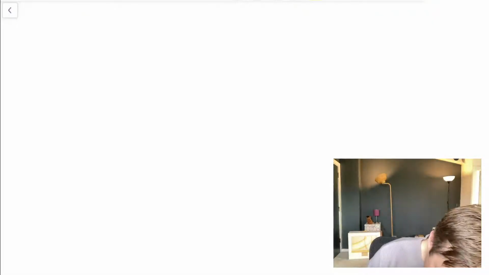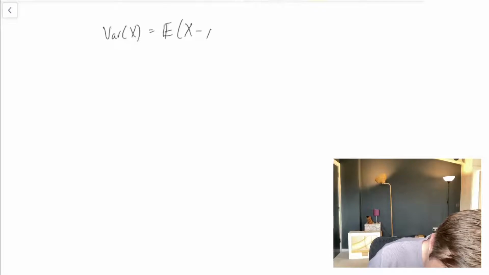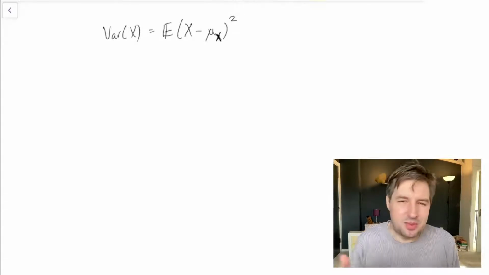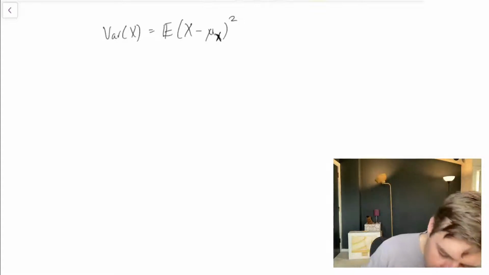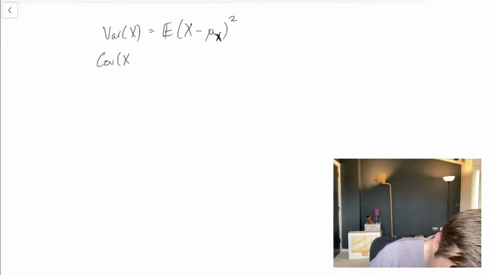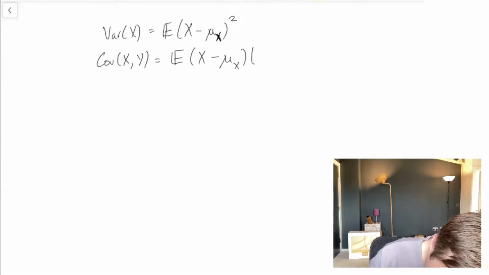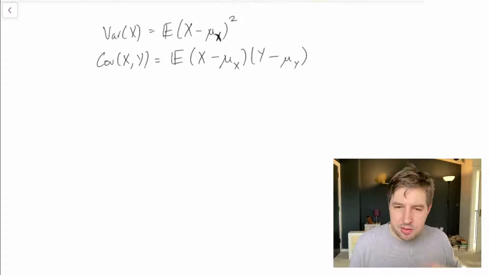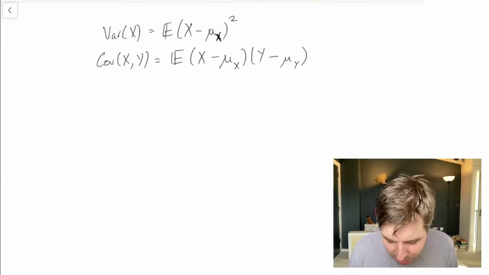As a reminder, the variance of a single random variable was the expected value of X minus its mean, all squared. Its expectation, sorry, all squared. I'm calling the expectation there mu x, just because we might have multiple random variables hanging around. So the covariance of X and Y, and this is the definition I'm writing up here, is the expectation of X minus mu x, but instead of squaring it, we put in the same thing for Y, so Y minus mu y. And mu x and mu y are the expectations of X and Y, respectively. So this is the formula for covariance.